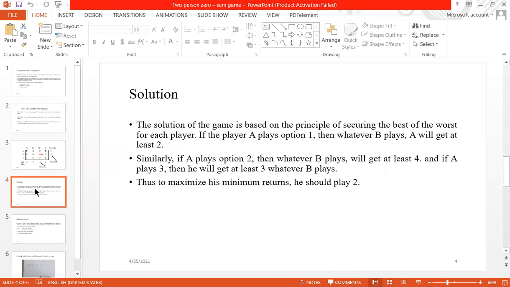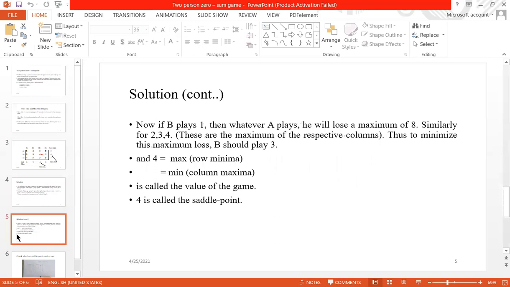Here we will see how we will write the solution. Solution of the game for A player is option A2, and for B player it is option B3, and the value of the game is 4. Four is the saddle point.